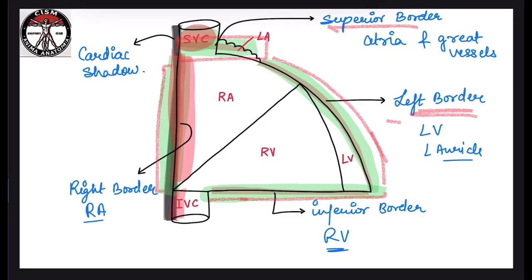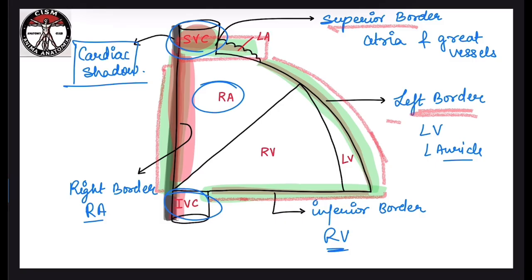And one more thing I will talk about is the cardiac shadow. The cardiac shadow, we can say, is the shadow of the heart, which is formed by three components: the superior vena cava, the right atrium, and the inferior vena cava.